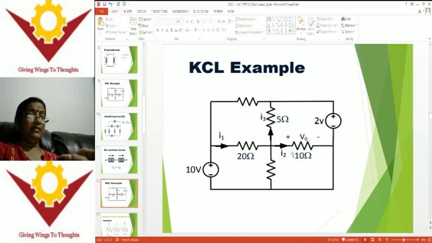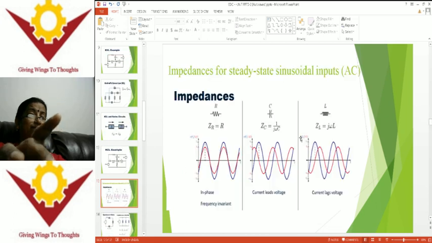Coming to this KCL application example, Kirchhoff's current law, I have shown you this diagram already. I1 is an input current reaching this particular node. I2 and I3 are leaving currents from this node. That is, I1 is equal to I2 plus I3. This is the nodal equation at this node point. So this is a KCL application, KCL example. I'm writing an equation: sum of incoming currents is equal to sum of outgoing currents.